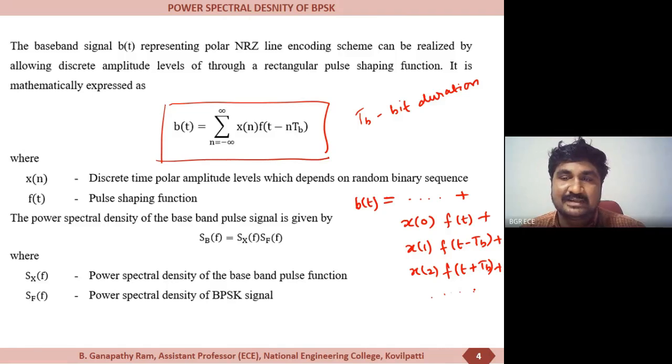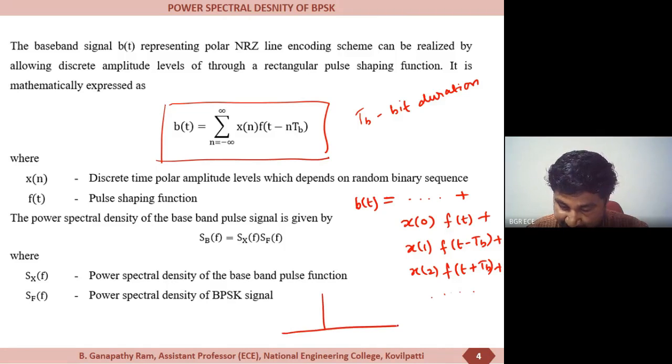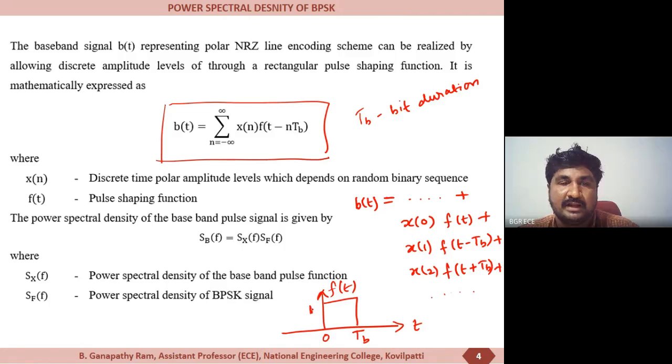And f of t is the pulse shaping function, which is represented by a pulse function defined between 0 and Tb and having an amplitude of 1. Hence, the time domain representation involves the convolution operation.